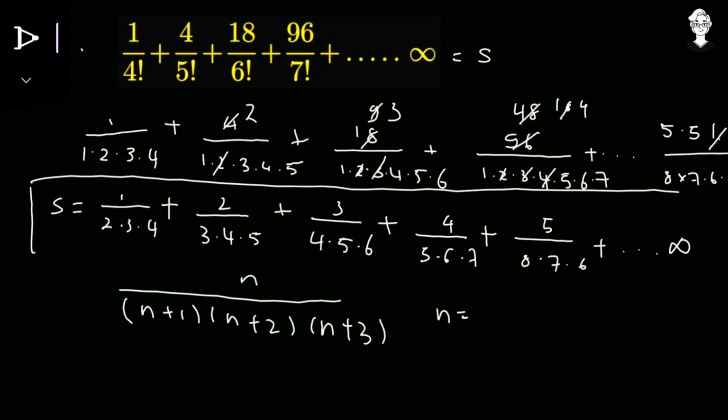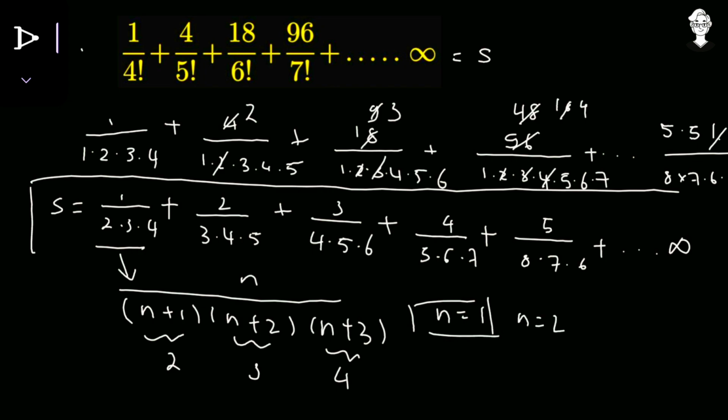So for n equal to 1, what I will get is 1 upon 1 plus 1, that is 2, 1 plus 2, that is 3, 1 plus 3, that is equal to 4. So this thing is equal to this particular term for n equal to 1. Similarly, if n is equal to 2, I will get this thing. For n equal to 3, I will get this thing.